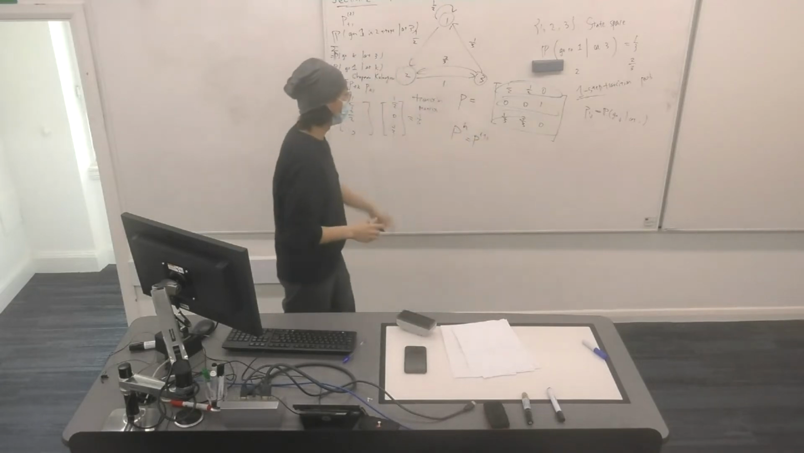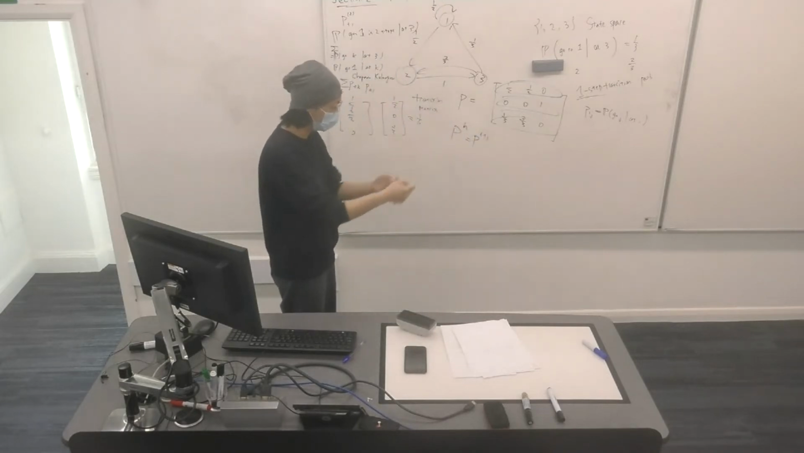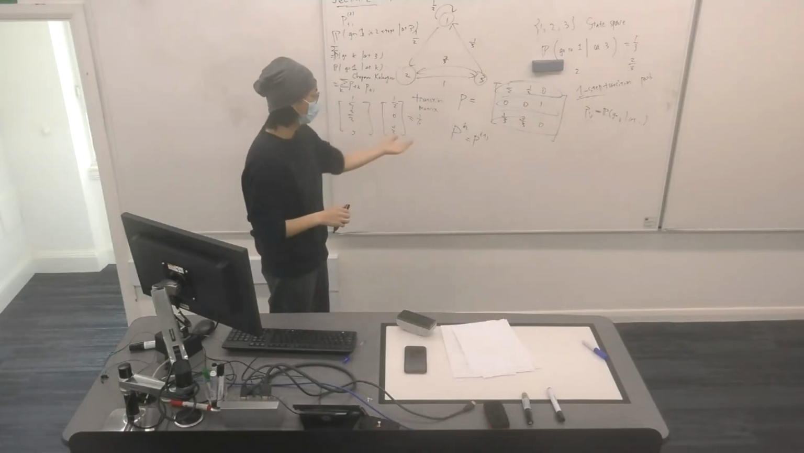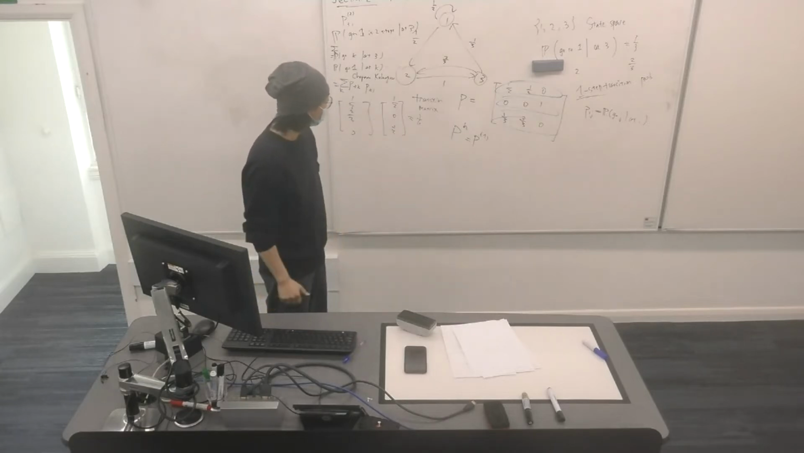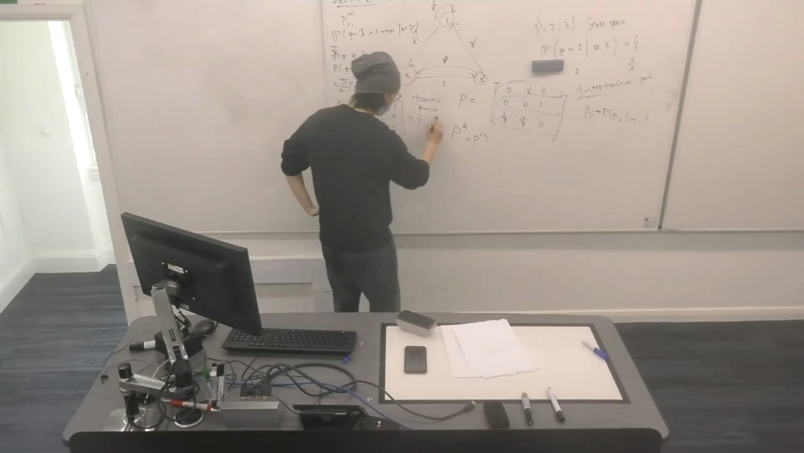So just keep multiplying P times P times P times P, n times, and we just get the n-step probability matrix. Question.